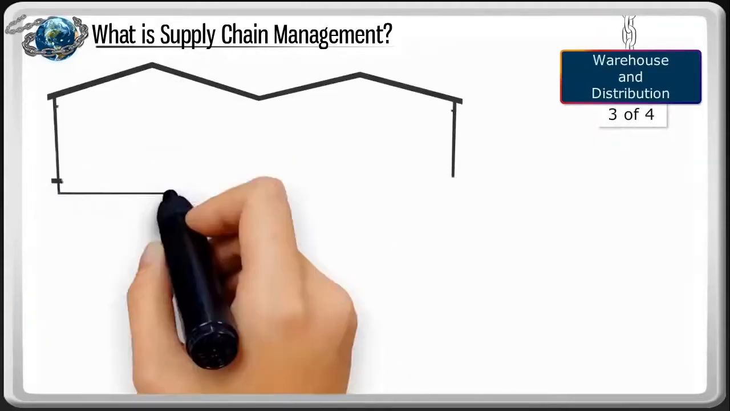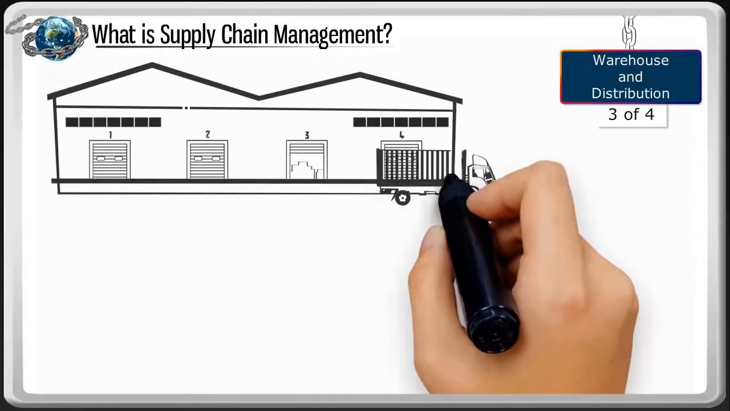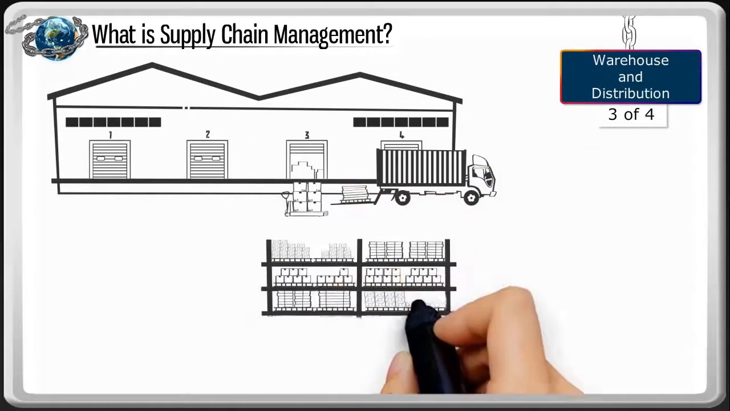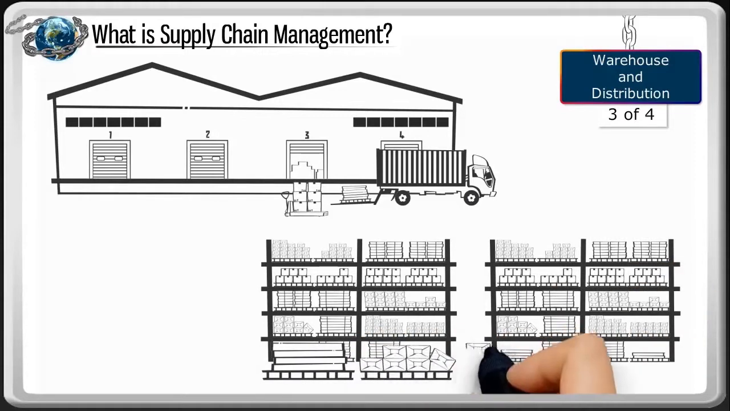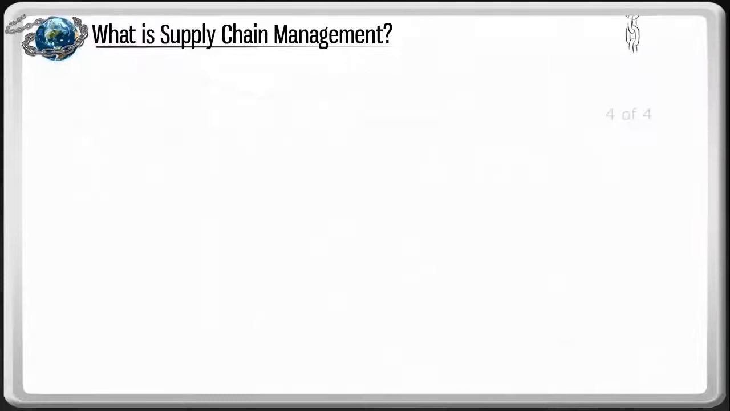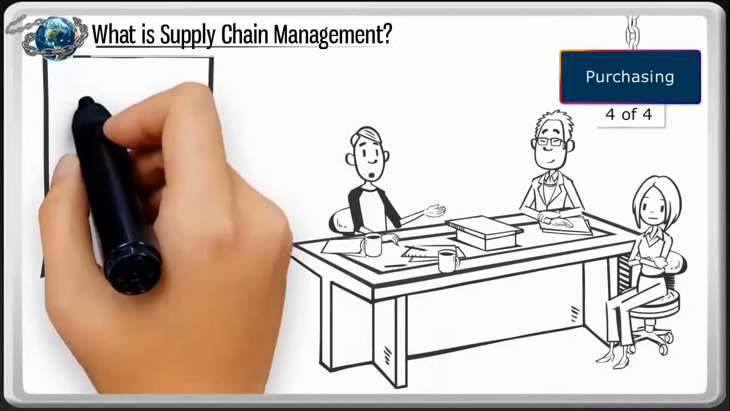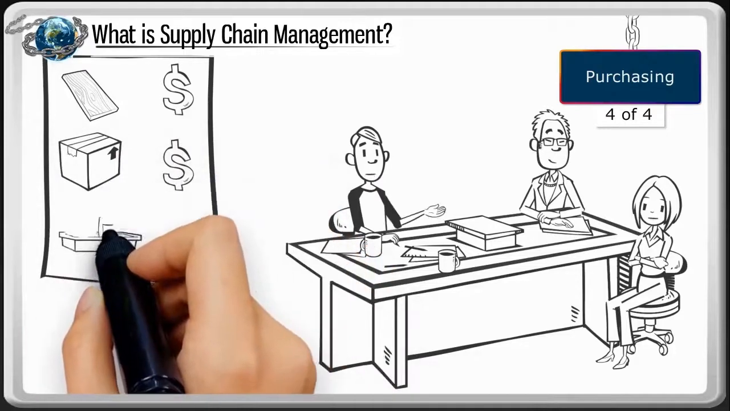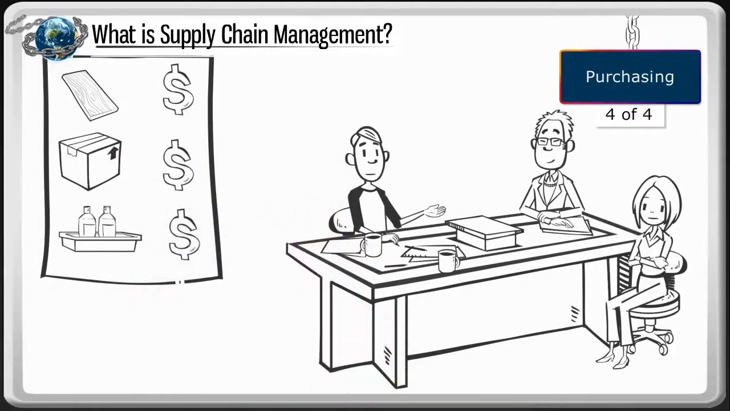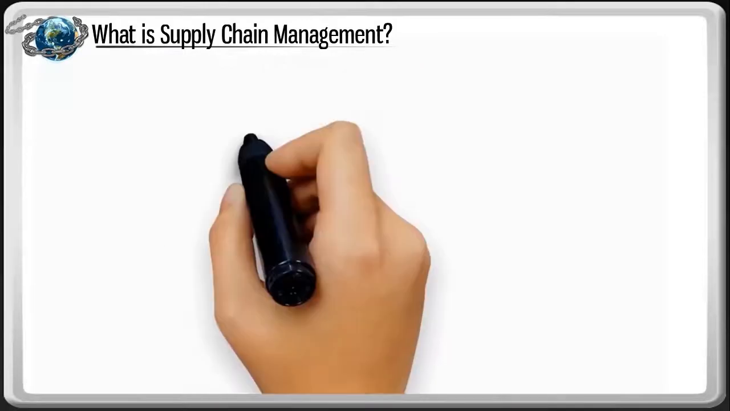Warehouse and distribution includes the sites and locations where everything that flows through the supply chain is stored. We refer to all stored items as inventory. Purchasing is the process of buying everything needed at the best price and quality to produce a final product that meets the customer's requirements. Let me introduce Cheesy.